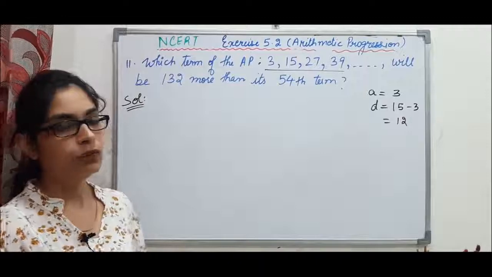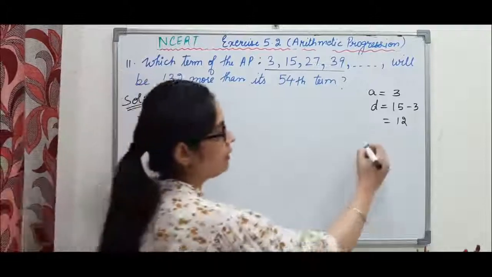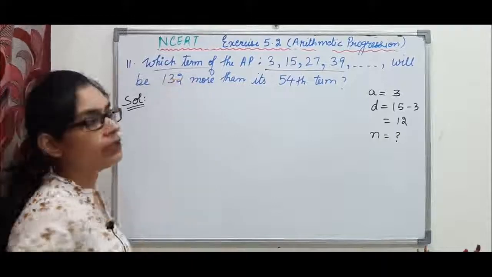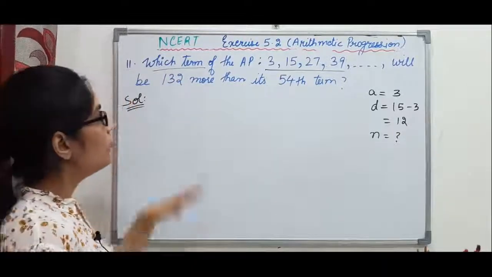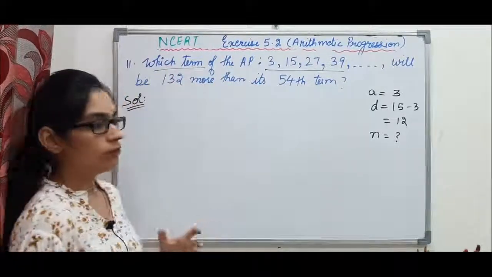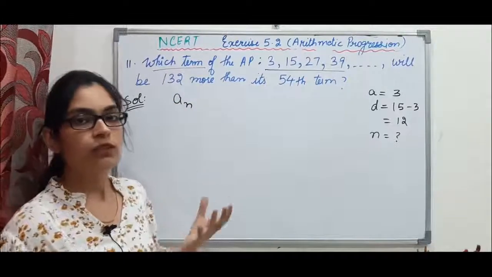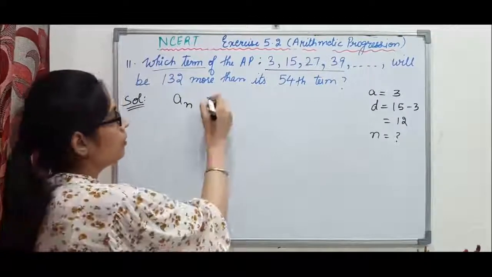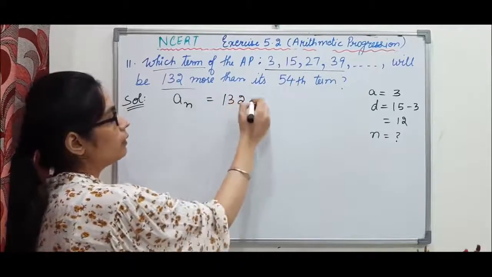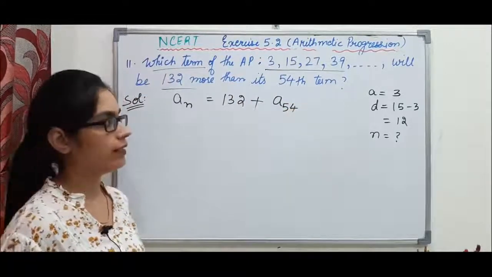Now let's see what we have to find here. Which term? Which term means n, I have to find. We don't have to read the full line also. Whichever term is mentioned, that means n we have to find. Which term will be 132 more than its 54th term? I don't know, but let us assume maybe the term is an. They are saying which term, so I am saying an will be the term. They are saying which term is 132 more than, more means plus, its 54th term.